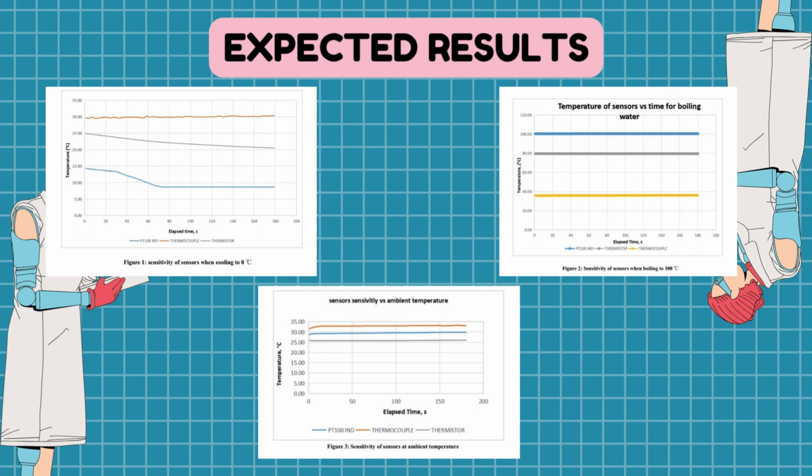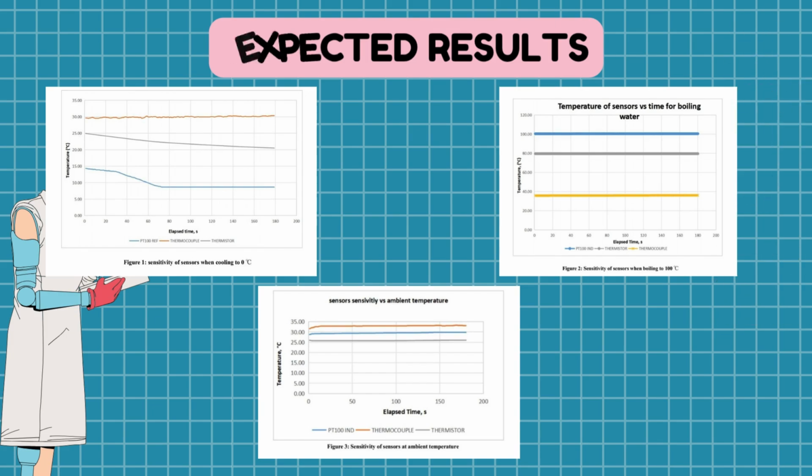At 100 degrees Celsius, the PT100 should read close to 100 degrees Celsius with high accuracy. The thermistor may display a lower value due to reduced sensitivity at high temperature. The thermocouple should respond quickly but may show slight variation. At ambient temperature, all sensors are expected to stabilize near room temperature with minor differences due to sensor calibration and carrier state.